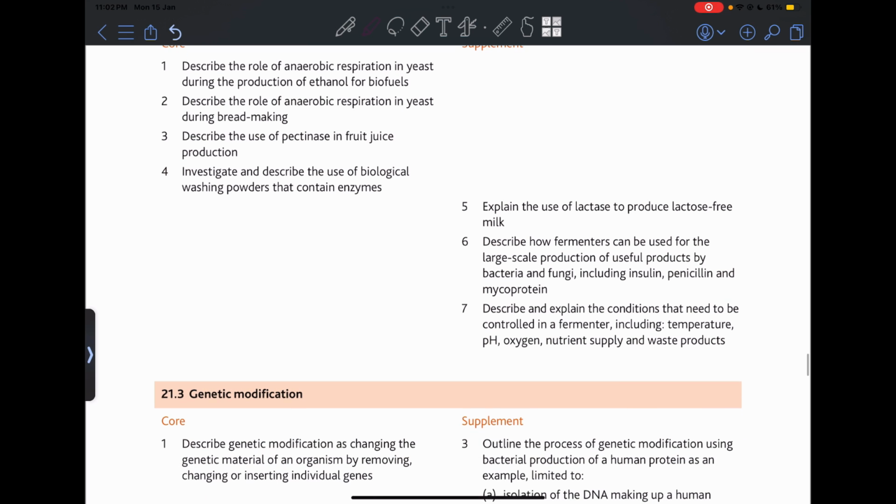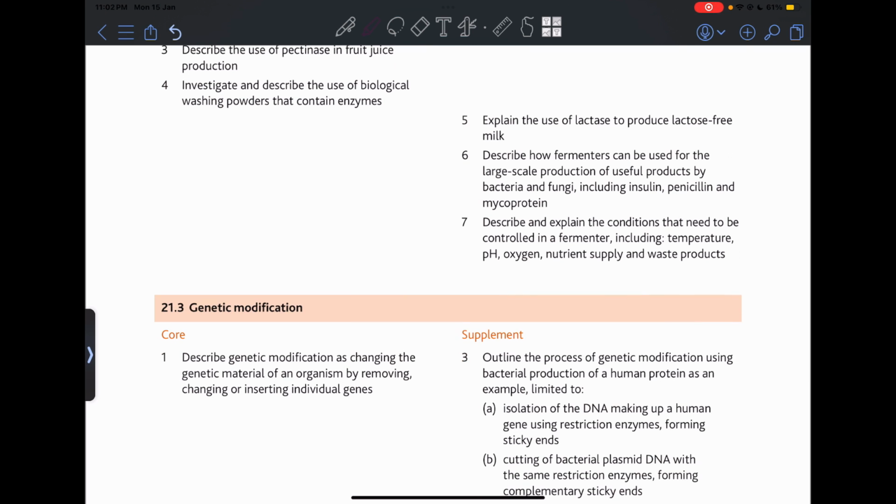still eat dairy. Describe how fermenters can be used for the large-scale production of useful products by bacteria and fungi, including insulin, penicillin, and mycoprotein. Describe and explain the conditions that need to be controlled in a fermenter, including temperature, pH, oxygen, nutrient supply, and waste products.